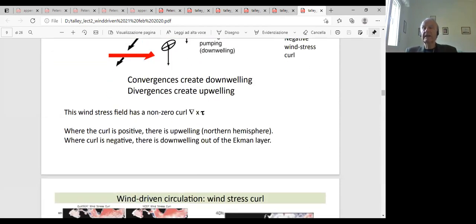So when the curl is positive, there is an upwelling in the northern hemisphere. When the curl is negative, there is a downwelling out of the Ekman layer. You always have to consider that we are talking about upwelling and downwelling which are happening in the Ekman layer, because there the wind influence is felt.